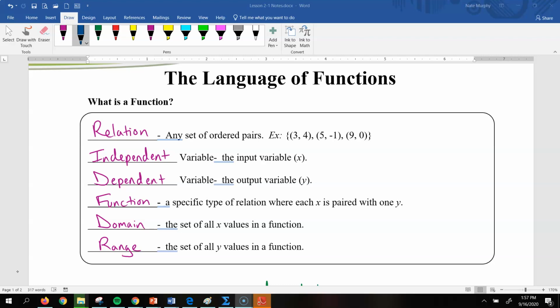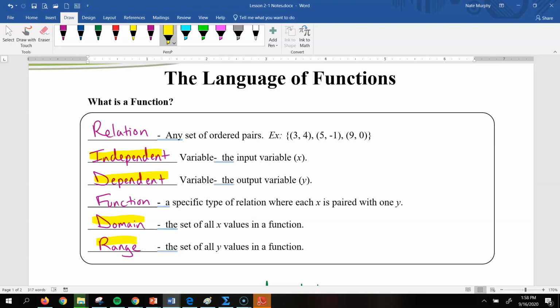And so to start out, you might want to pause this video and write down these terms and their definitions. If you don't have my notes printed, some of these you may not need necessarily, but the ones that I just want to highlight that are the most important is you want to make sure you understand what's the difference between an independent variable and a dependent variable, and what's the difference between a domain and a range. And so just to go through these, so a relation is just any set of ordered pairs. So if I just wrote down a whole bunch of coordinates, that's a relation.